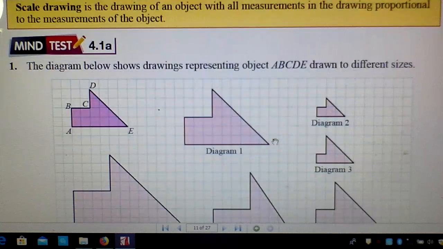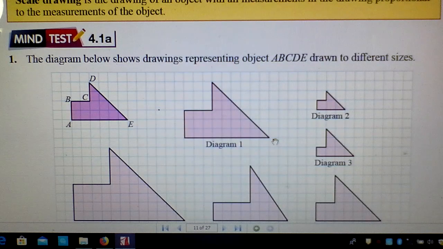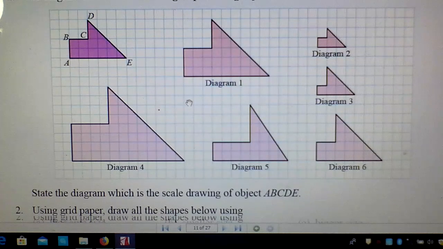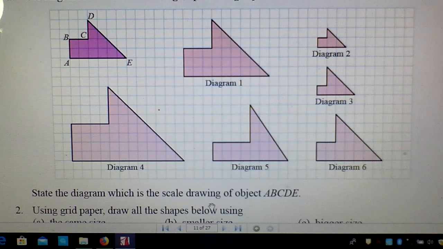Look at Mind Test 4.1a. Look at the first question, number 1. The diagram below shows drawings representing object A, B, C, D, E drawn to different sizes. So this is the actual object. State the diagram which is the scale drawing of object A, B, C, D.